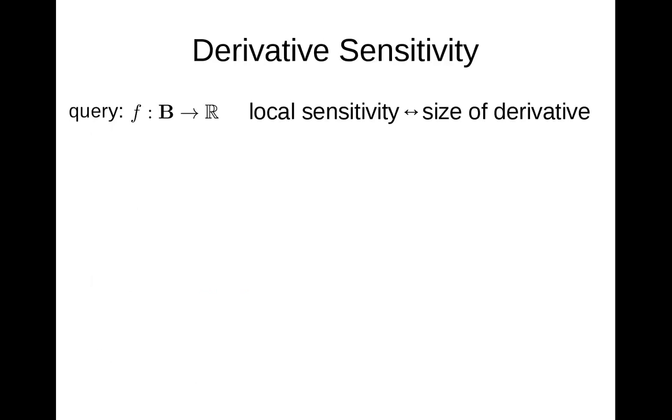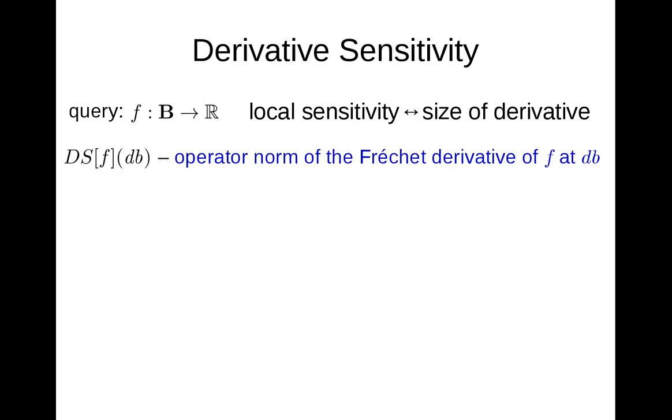As we said, the local sensitivity is rather similar to derivative, or actually to the size of the derivative. So we define a version of local sensitivity which we call derivative sensitivity, and it's actually defined in a very simple way. The derivative sensitivity of a query f at a certain point db, where db is an element of this Banach space B, is the operator norm of the Fréchet derivative of f at this point db. Now, in this expression, there are several words which need some further explanation.